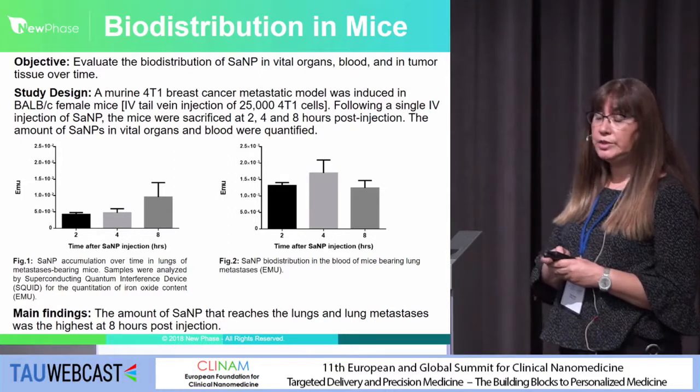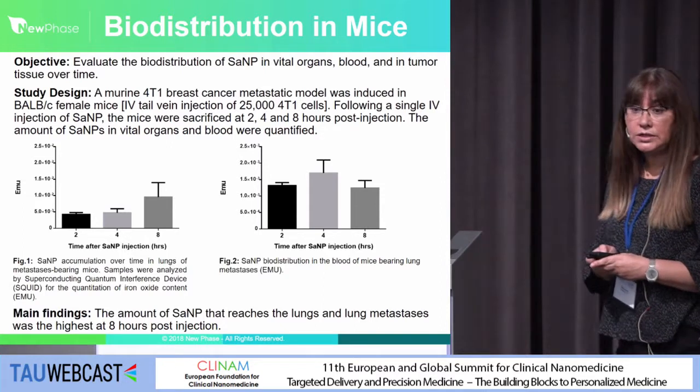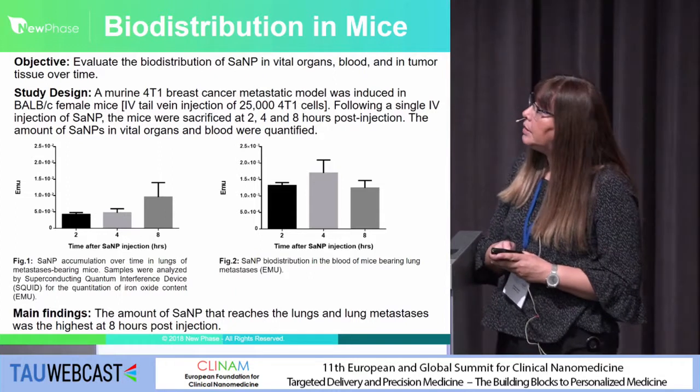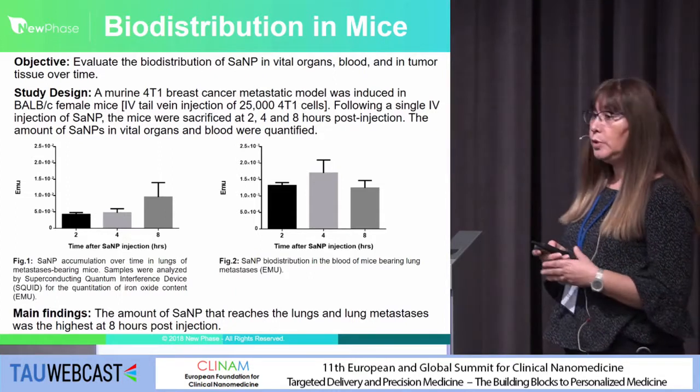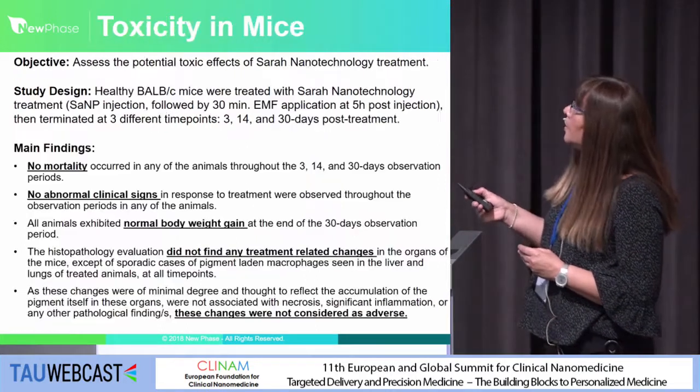Now, the amount of Sarah nanoparticle that reaches the lungs is quite high. It's about 20%. This is compared to other studies that have shown that only a small percentage, less than 5%, ends up in the target organ. So we have quite a lot of nanomaterial in the lungs.